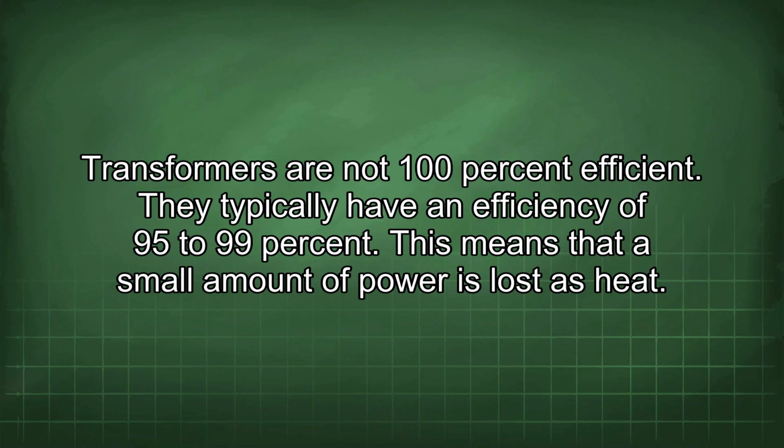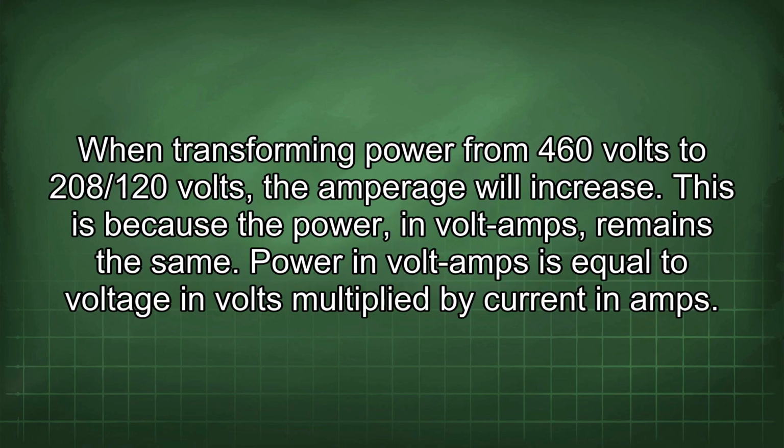Transformers are not 100% efficient. They typically have an efficiency of 95 to 99%. This means that a small amount of power is lost as heat. When transforming power from 460 volts to 208/120 volts, the amperage will increase.